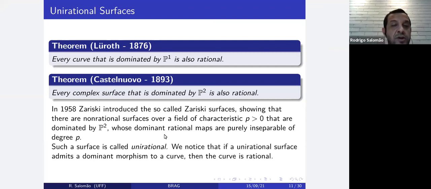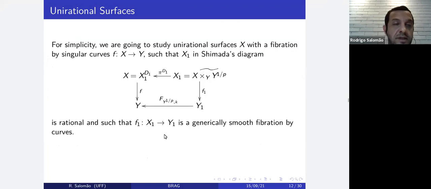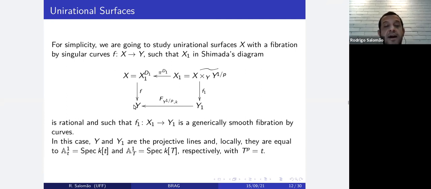It's just a remark. So the particular setup with which we will approach the problem of classification of fibrations by singular curves on surfaces is this one. We are going to study unirational surfaces with fibration by singular curves such that X1 in Shimada's diagram is rational and such that we need only one base change to reach a smoothing F1 of the fibration F. Okay, so in this case, since X1 is a rational surface, we will have this Y1 and this Y as a projective line, and locally they are exactly like in the previous example that I gave to you.